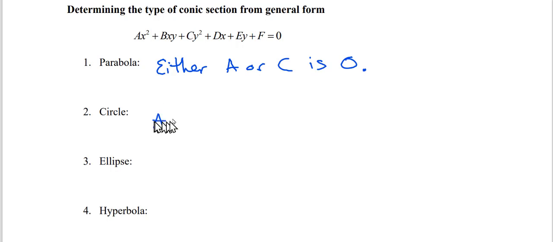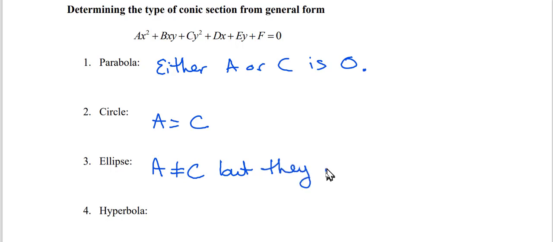A circle occurs when A is equal to C. They both have to be positive or both negative. They have to be equal to each other. An ellipse occurs when A is not equal to C, but they are the same sign. They have to both be positive or both be negative. If they're both negative, you would just have to divide both sides of this equation by a -1 to get that positive that you wanted to have.